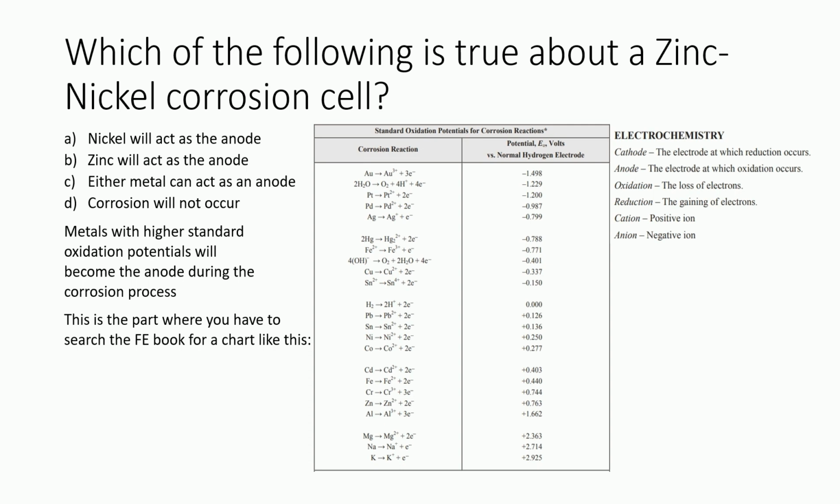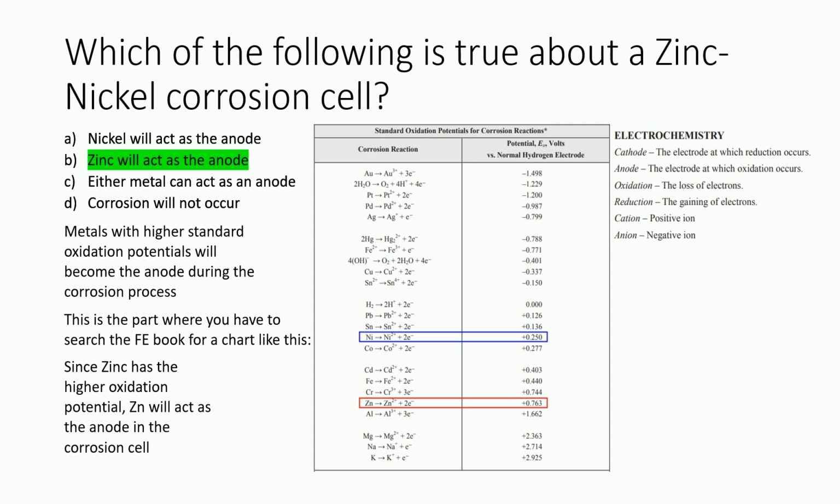I just put it off to the right so that you can see it on one slide. Basically we would look over here at our zinc and look at the potential versus normal hydrogen electrode, and we see a positive 0.763. Then we look at our nickel here and we see a 0.250. They're both positive, so since zinc has the higher oxidation potential, zinc will act as the anode in this corrosion cell, so the correct answer is actually B.